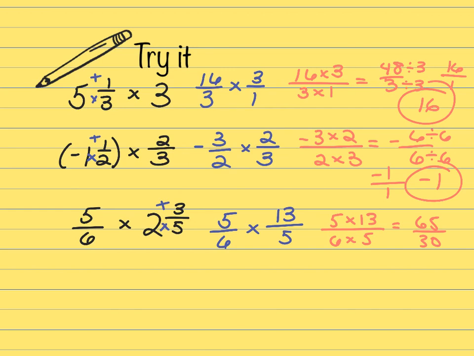We can change this to a mixed number by finding how many groups of 30 can fit into 65, and that's 2. 30 times 2 is 60. When we subtract 65 take away 60, our difference is 5, and we have 5/30. Now that fraction can be simplified by dividing by the greatest common factor of 5 and 30, and that is 5. So our answer is 5 divided by 5 is 1, and 30 divided by 5 is 6. So our final answer simplified is 2 1/6.